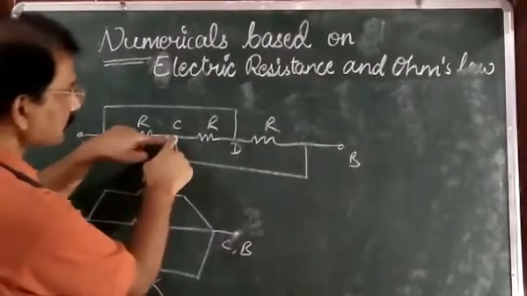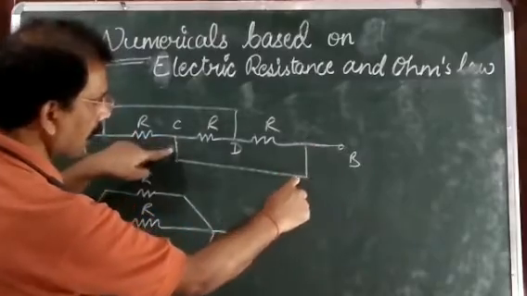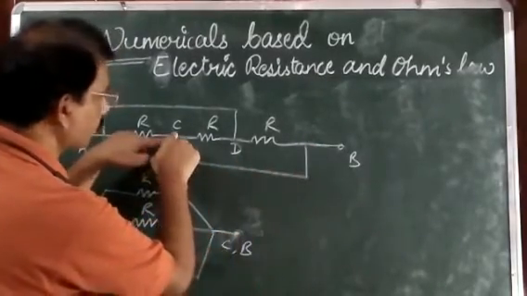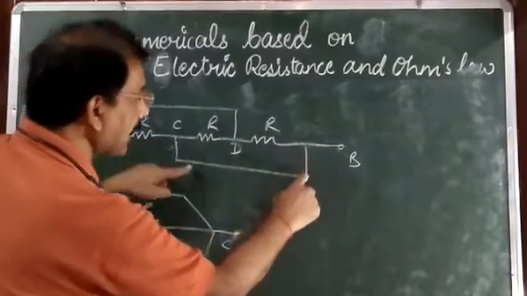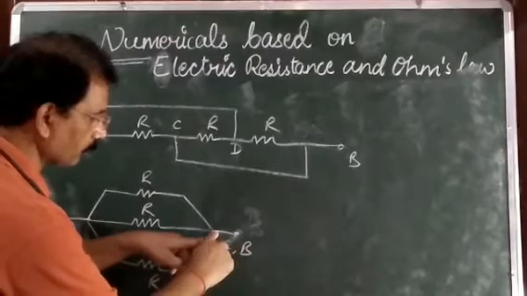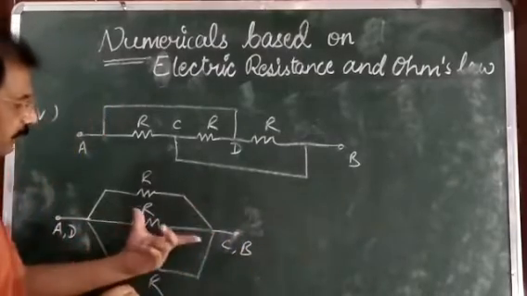Similarly, C and this point B are connected to this wire. And in this case, this point C and this point B are at the same potential. So this point C and B also you can write together. This is a very easy method.